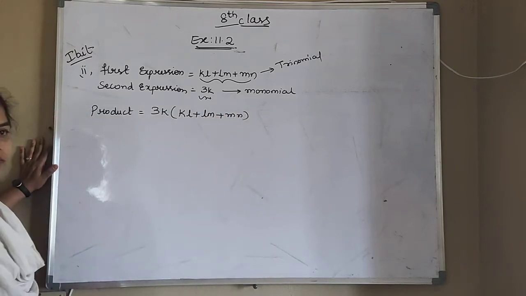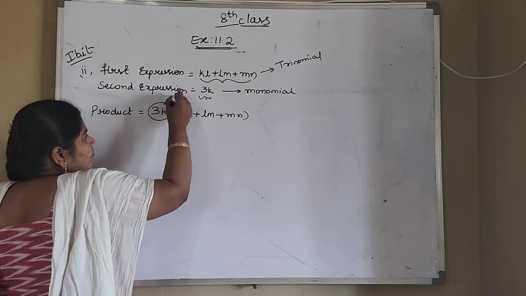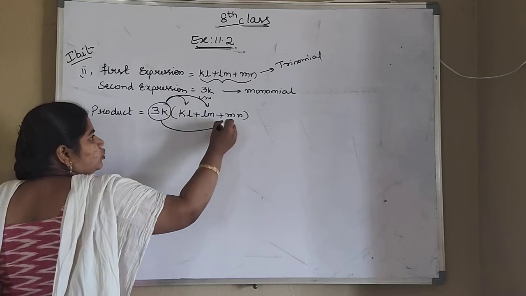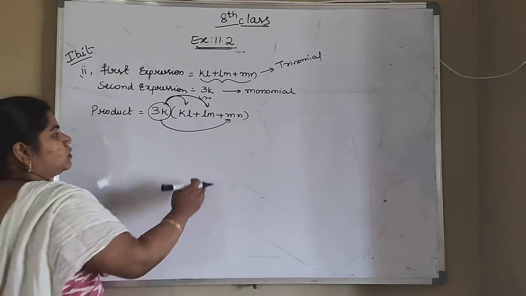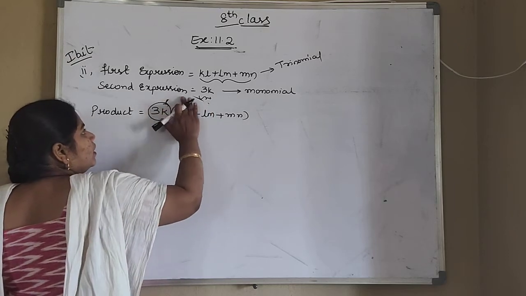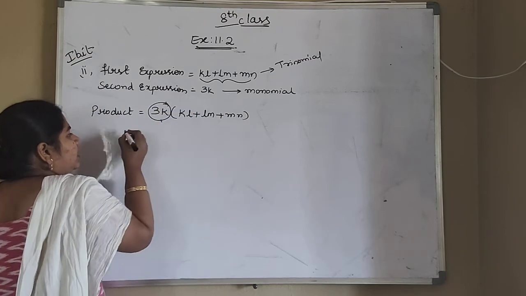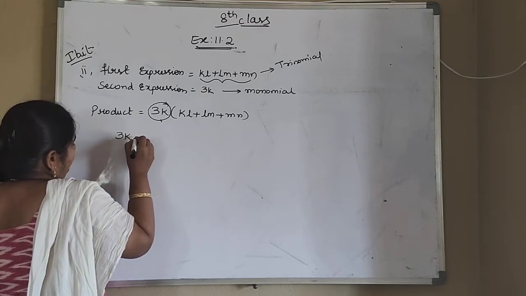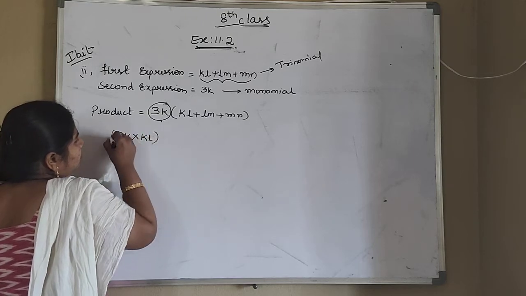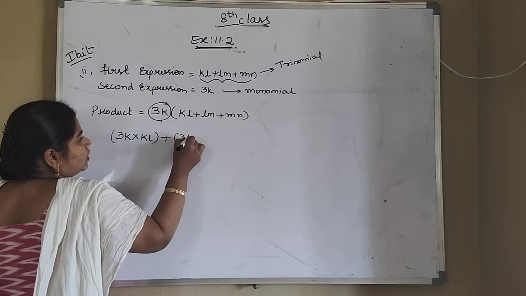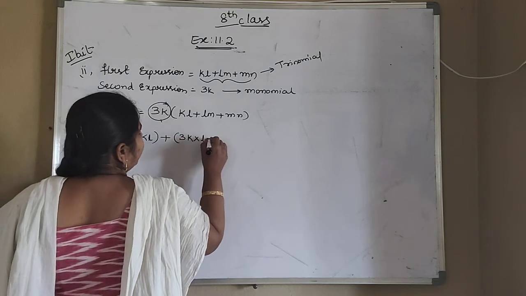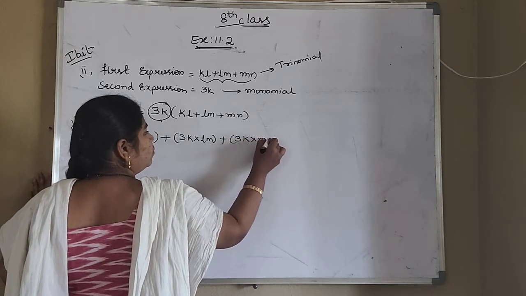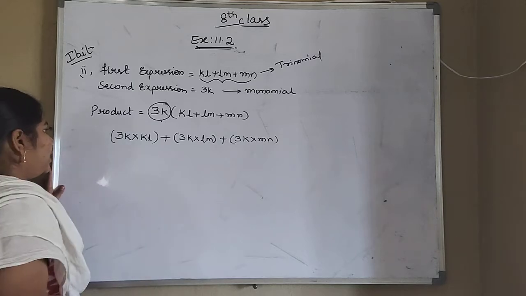So first you multiply the terms. 3K should be multiplied with KL also, and 3K should be multiplied with LM also, and this 3K should be multiplied with MN also. Each and every term should be multiplied with 3K. So that is 3K into KL, here plus is there, so plus 3K into LM, plus is there, so plus 3K into MN. Okay, so multiply now.